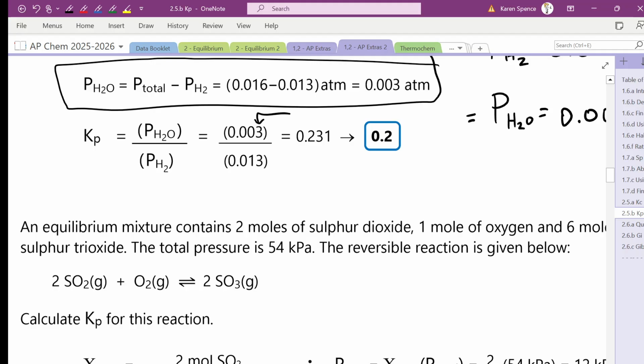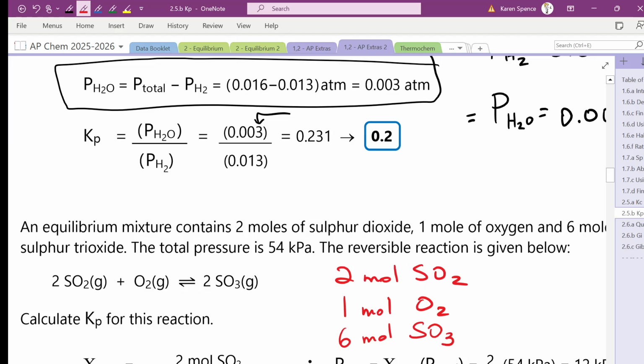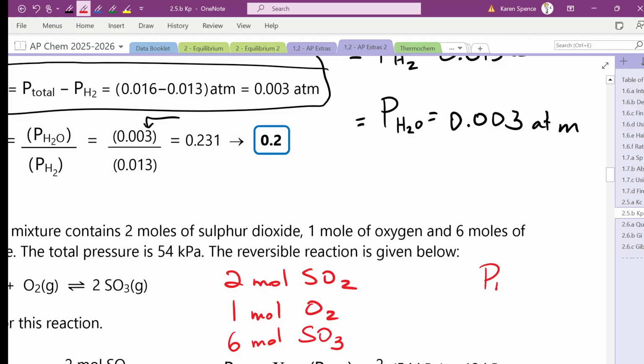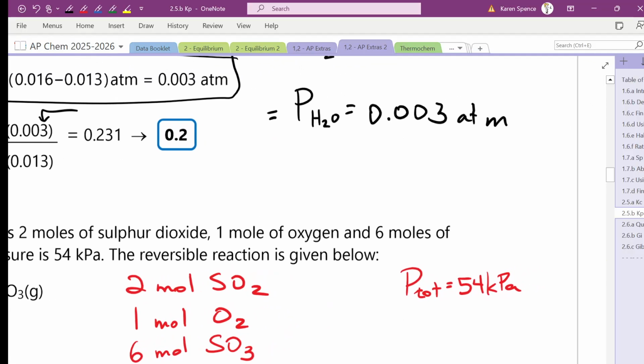An equilibrium mixture contains 2 moles of SO2, 1 mole of oxygen, and 6 moles of SO3. The total pressure is 54 kilopascals. Calculate Kp.